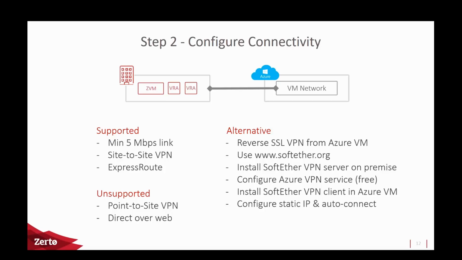So what I actually do in my environment, and I'll show you in the demo when we switch to it, is I'm using SoftEther. Couldn't recommend it enough. I have a SoftEther VPN server installed in my lab. I've configured the Azure VPN service. It's free. So it's using dynamic DNS. I don't have to know what IP my environment has ever changed to. I installed the SoftEther VPN client in my Azure VM. I configure a static IP address and for it to auto-connect.